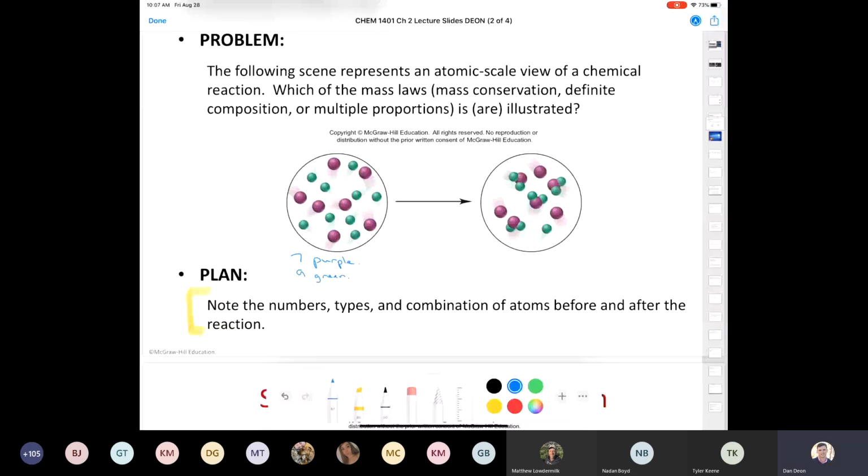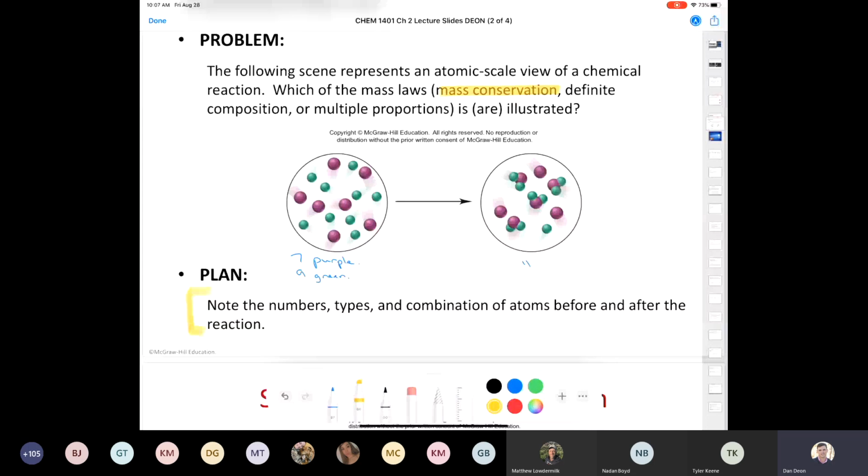And let's look at the products. We have 1, 2, 3, 4, 5, 6, 7. So we still have 7 purple. Yeah, we still have 7 purple and 9 green. So we have the same there. And so we've definitely demonstrated the law of mass conservation. Heck yeah. The law of definite composition is also shown, right?